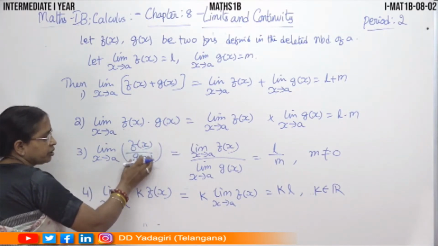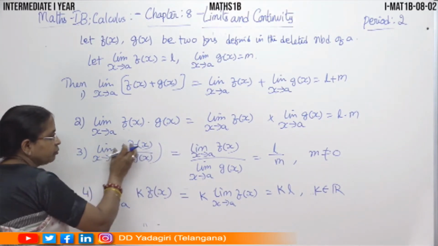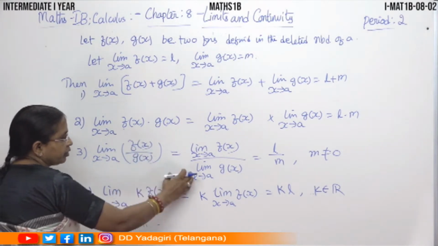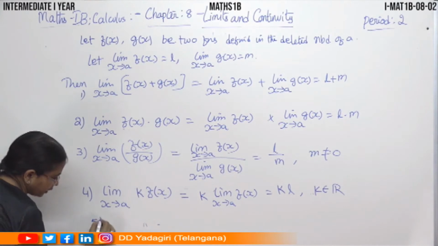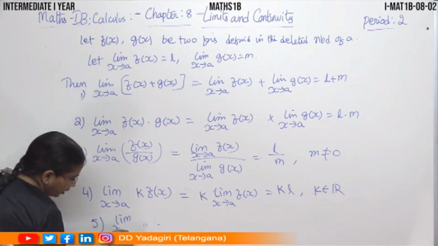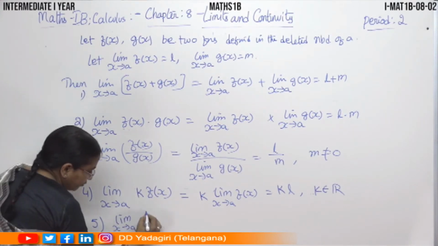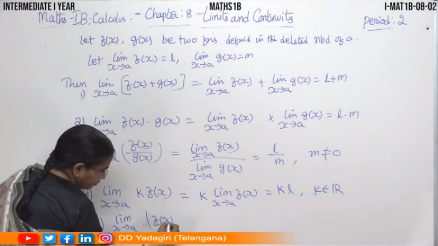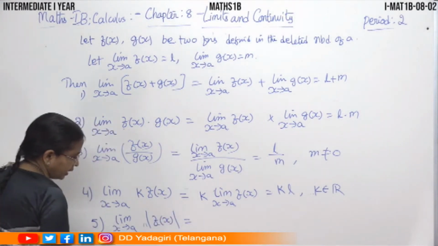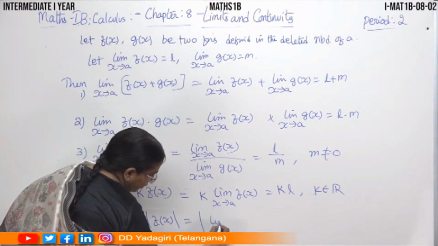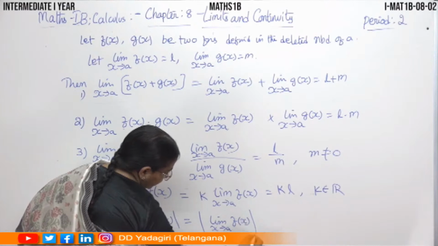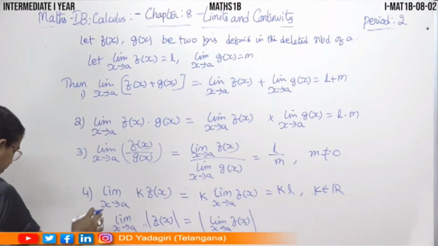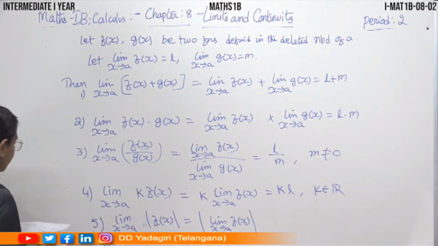When it is the quotient of two functions like this, find the limit of the numerator and the limit of the denominator and write the value. These are some of the properties, and one more property is limit extending to a of mod f of x. Then I can write it as modulus of limit extending to a of f of x. So I can write the modulus outside the limit. These are some of the properties that we need in solving the problems.